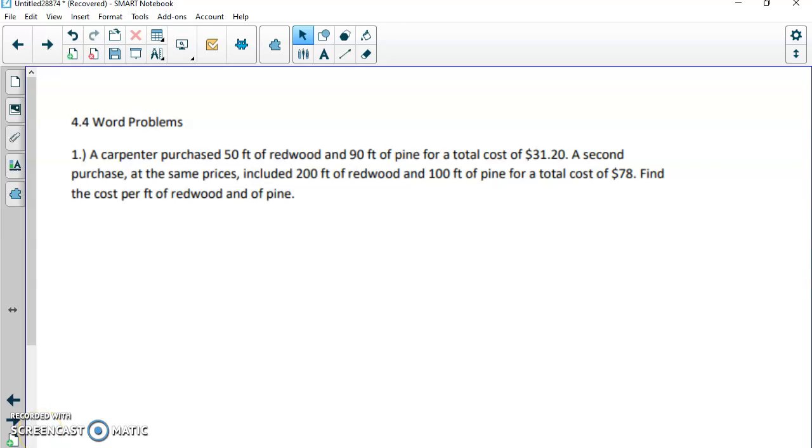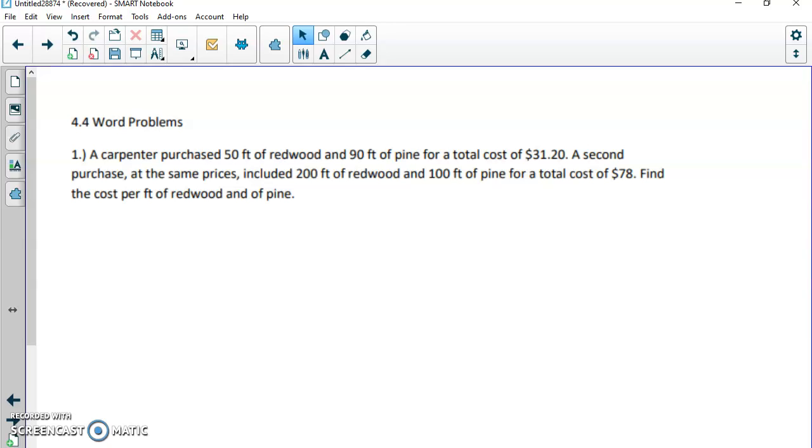Hey guys, so the last thing we are going to do for Chapter 4 before the Chapter 4 quest next week is Section 4.4. I know we skipped Section 4.3. We're going to do that later. So Section 4.4 is solving systems of equation word problems. So we are going to do 3 examples right now. The nice thing about word problems is you can solve the system however you want. I'm not going to say you have to solve it by any of the 3 methods that we have learned.